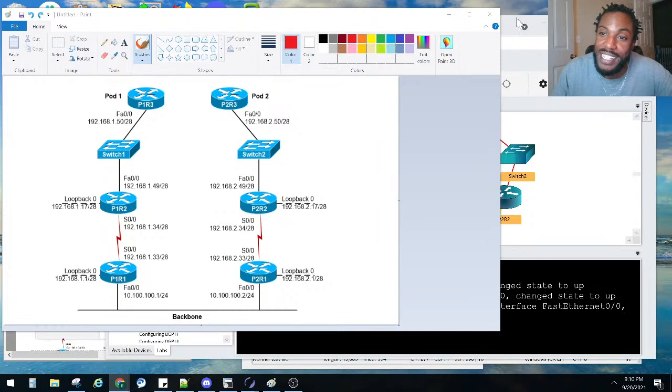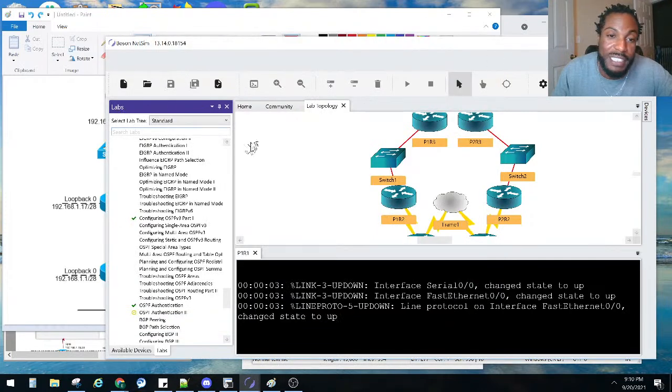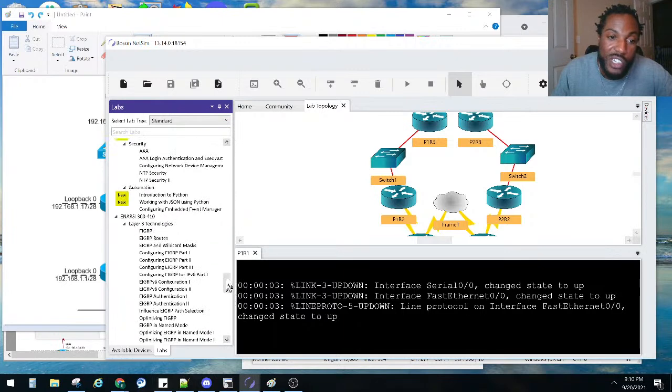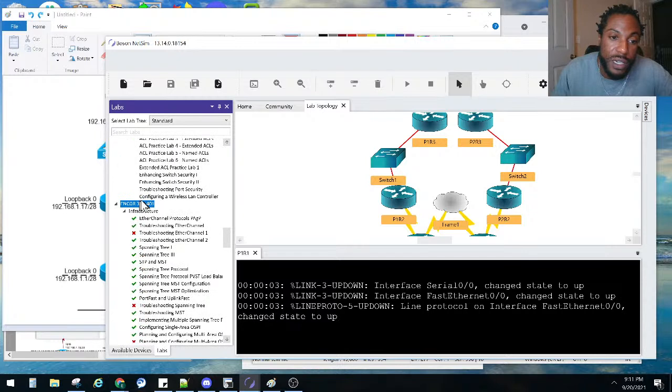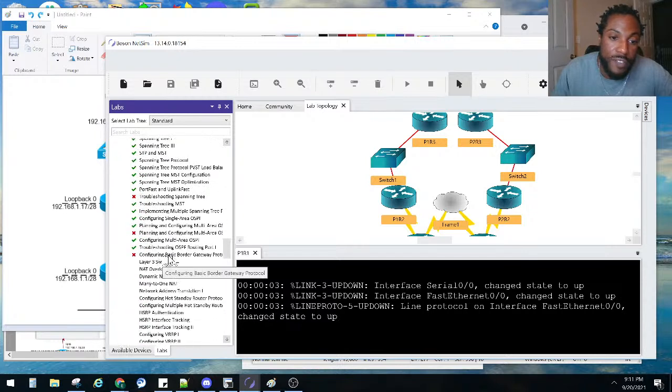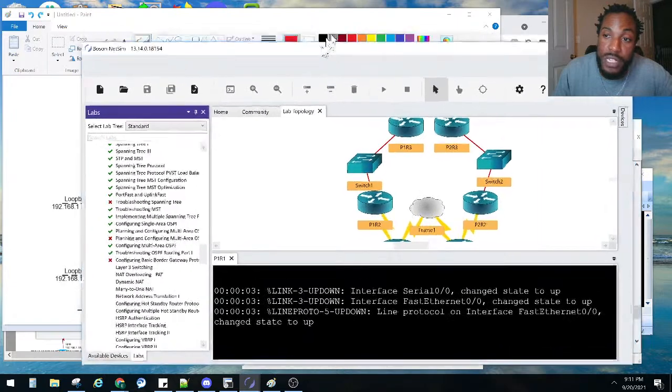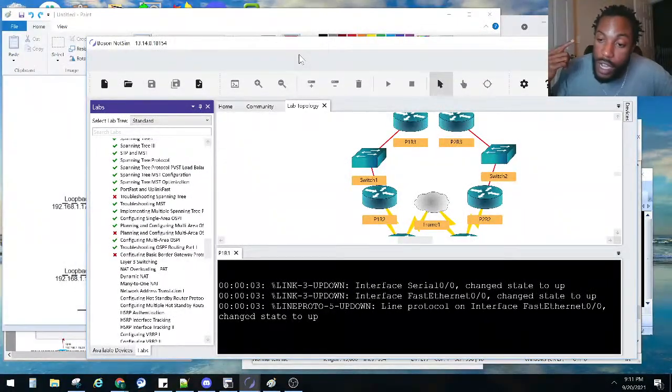Anyway, hope you guys got Boson NetSim installed and ready to go. We're just going to do the BGP lab, so if you scroll down to the Encore section, and then scroll down to Configuring Basic BGP Routing, or configuring basic Border Gateway Protocol, that's the lab we're going to be working with today.